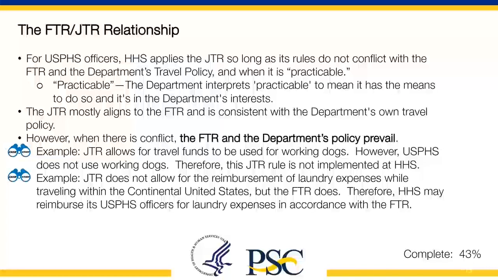The JTR mostly aligns to the FTR and is consistent with the department's own travel policy. However, when there is conflict, the FTR and the department's policy prevail. Example: JTR allows for travel funds to be used for working dogs. However, USPHS does not use working dogs. Therefore, this JTR rule is not implemented at HHS.